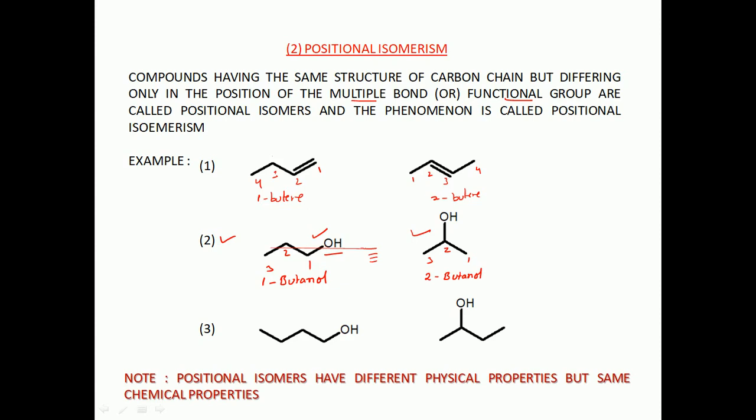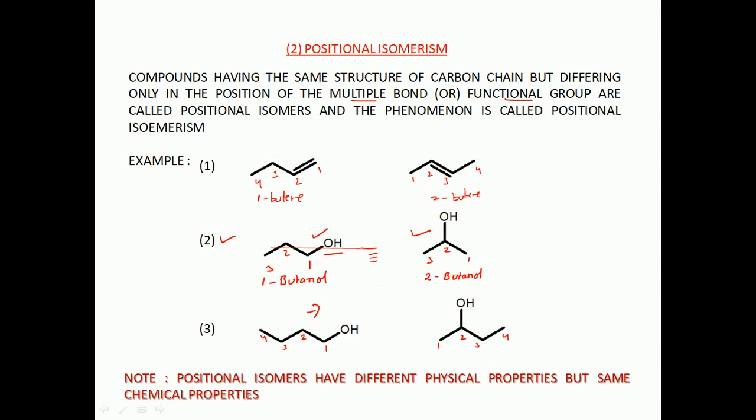Let us go to the third example. In the third example, what is the position of the functional group? We have to give number 1 here: 1, 2, 3, 4. We have to give the numbering from right to left for this structure, whereas in the second structure, we have to give numbering from left to right. What is the name of the molecule? Just guess the name. The name of the molecule is 1-butanol, and here the name of the molecule is 2-butanol. So the relation between these two structures is also positional isomers.